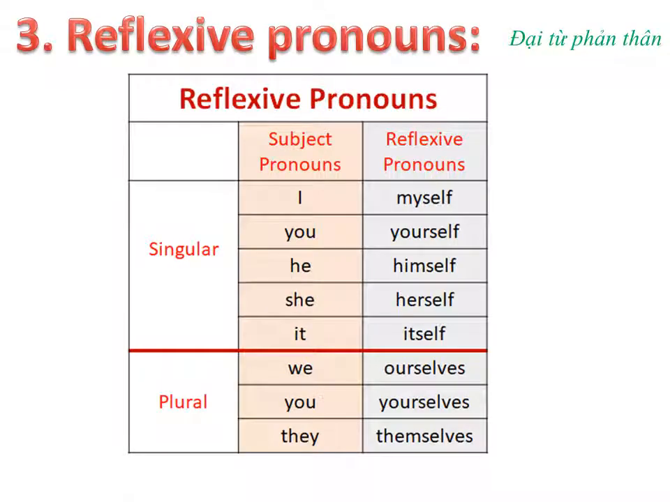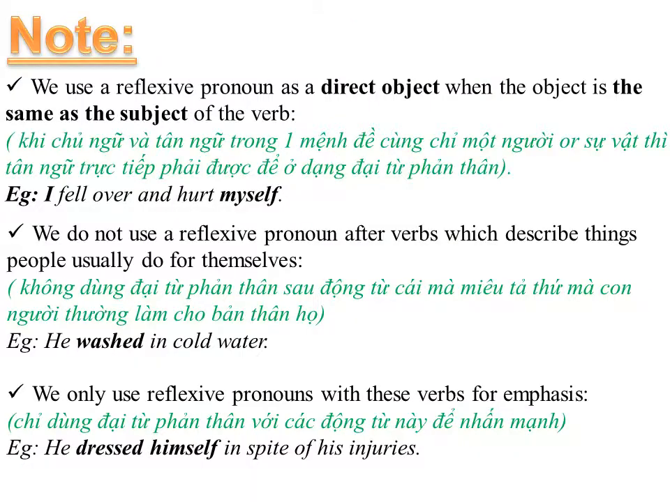3. Reflexive pronouns. Look at the table. Note. We use a reflexive pronoun as a direct object when the object is the same as the subject of the verb. Example: I fell over and hurt myself. We do not use a reflexive pronoun after verbs which describe things people usually do for themselves. Example: he washed in cold water. We only use reflexive pronouns with these verbs for emphasis. Example: he dressed himself in spite of his injuries.